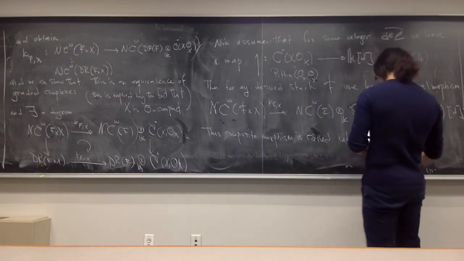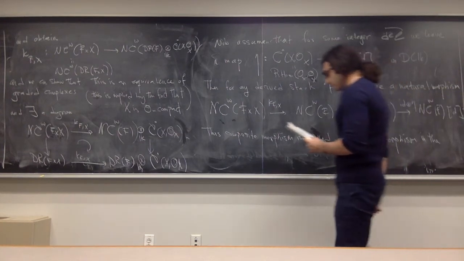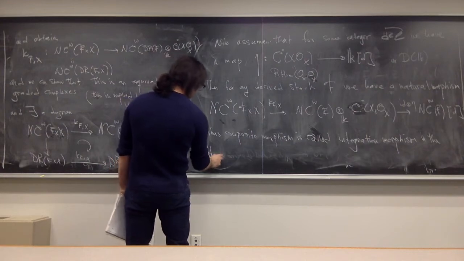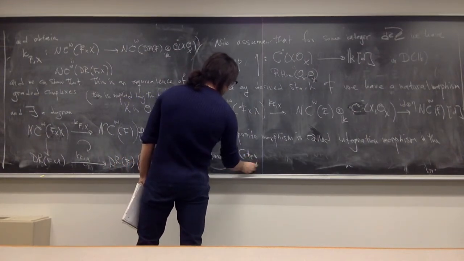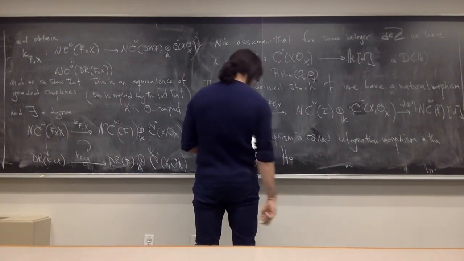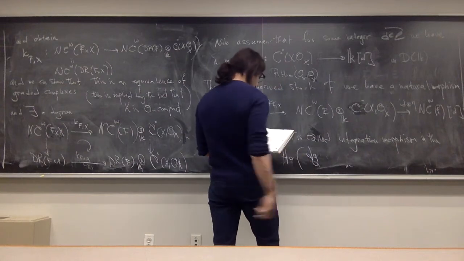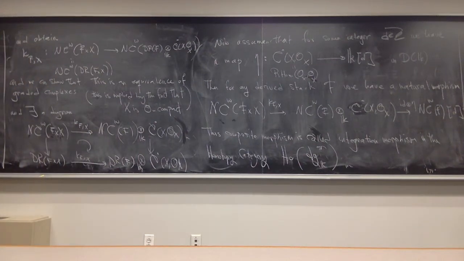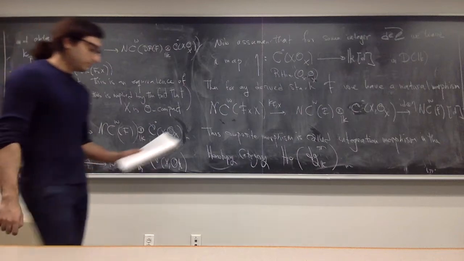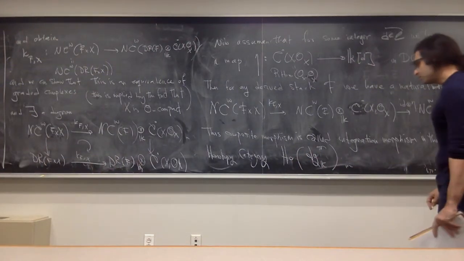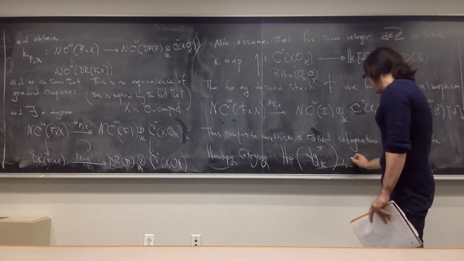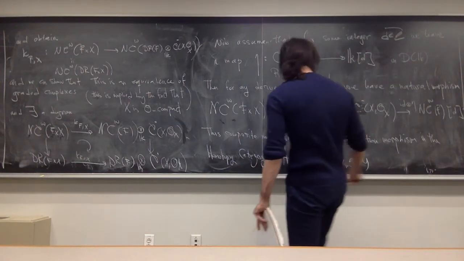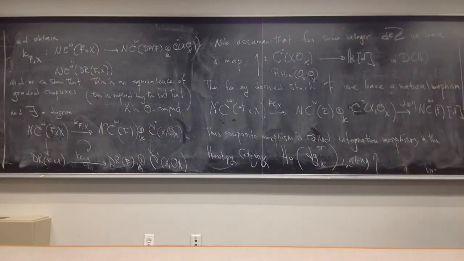Integration morphism in the homotopy category of DG graded modules over K. Integration morphism in this category along this map eta. This is just a definition.